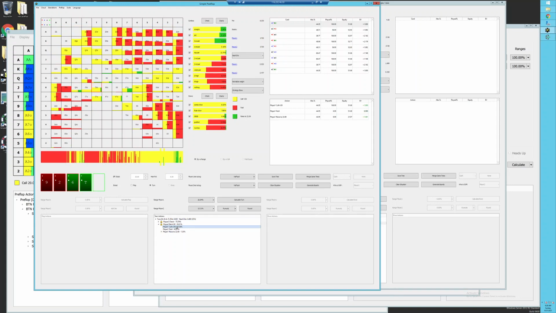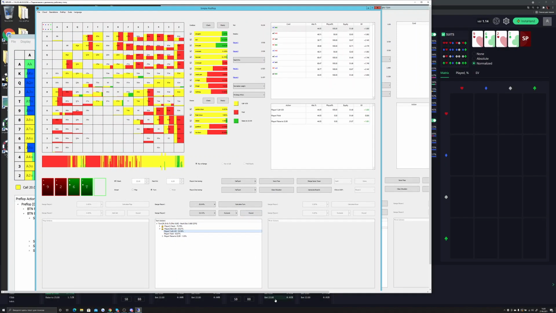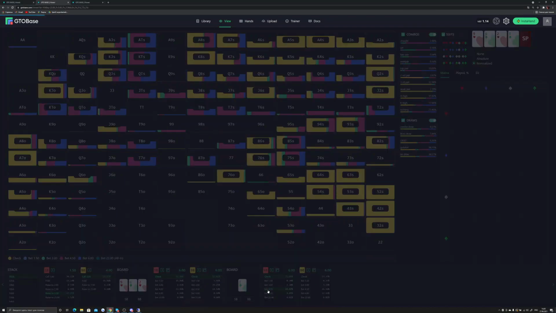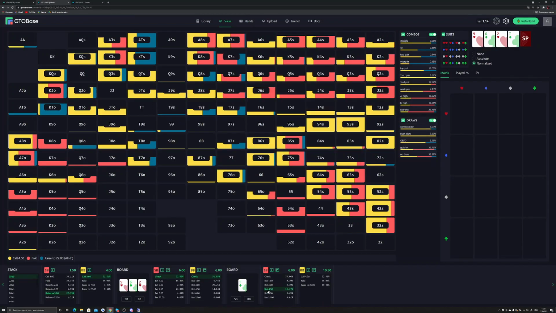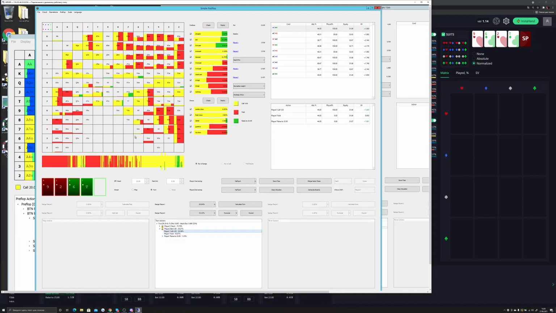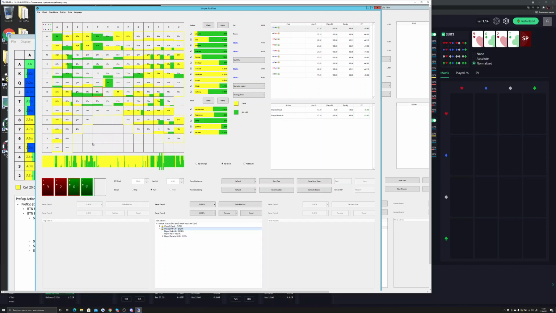Okay, let's see what happens when he bets 4.5. We want to take a look at the difference between fold equities. Okay, the difference is actually not that big. We fold 38% according to GTO, and now against this strategy we fold 43% of hands. So the difference is there, but it's not that big.